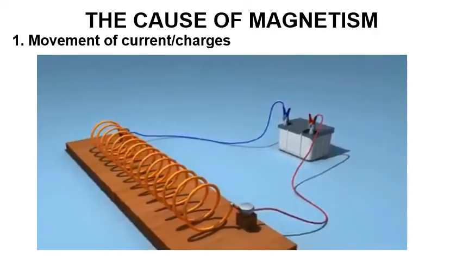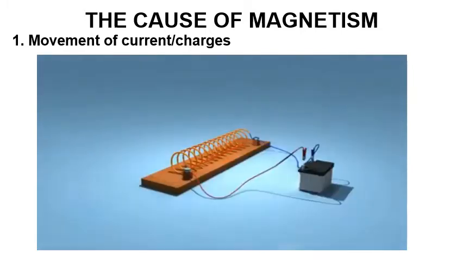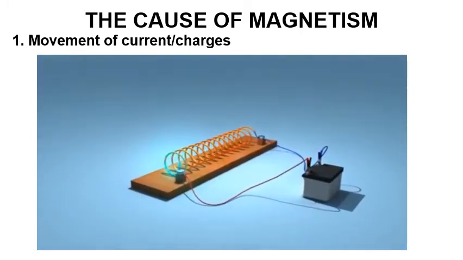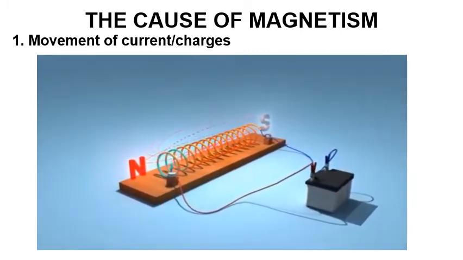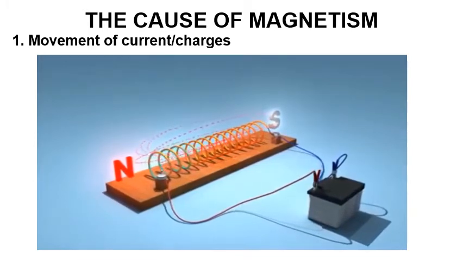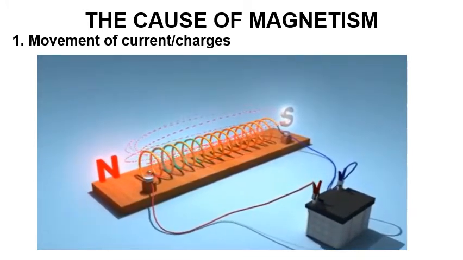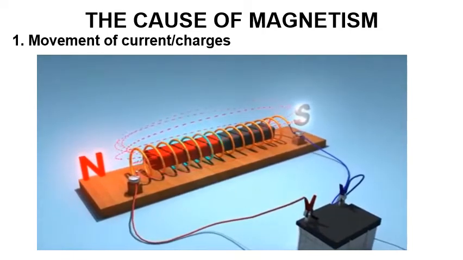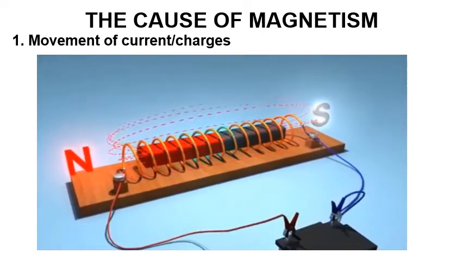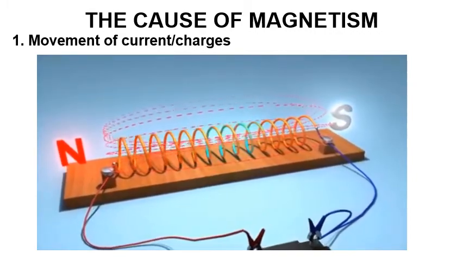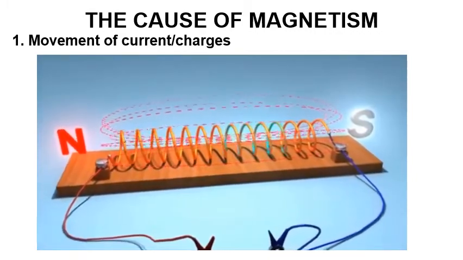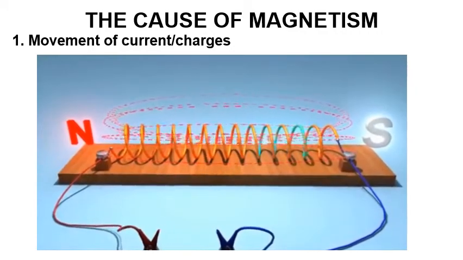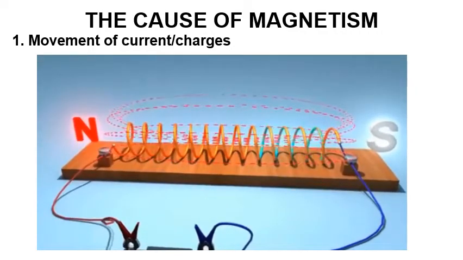Causes of magnetism. Movement of charges produces magnetic fields or magnets. Moving charges produce magnetic fields. Let's just look at this demonstration. Let us pass a current through the solenoid and observe the pattern of the magnetic field lines. The magnetic field lines are seen as a bar magnet. They pass through the solenoid and return at the other end. The field lines are parallel to each other. So this is one of the means by which magnetism is produced.